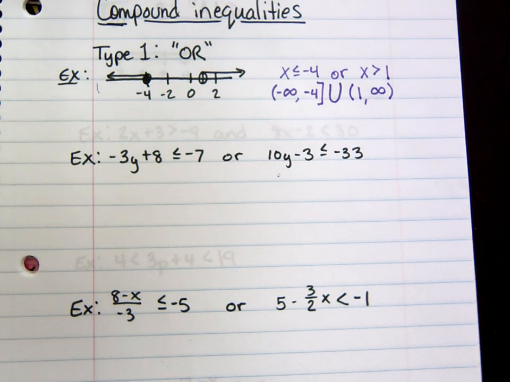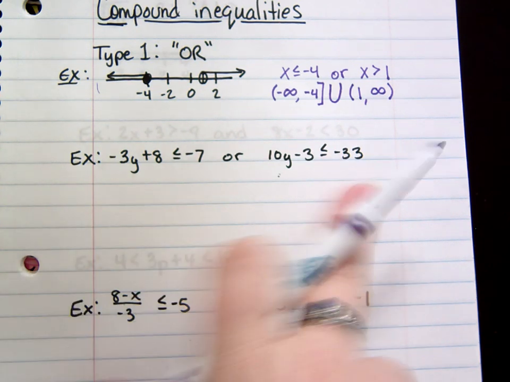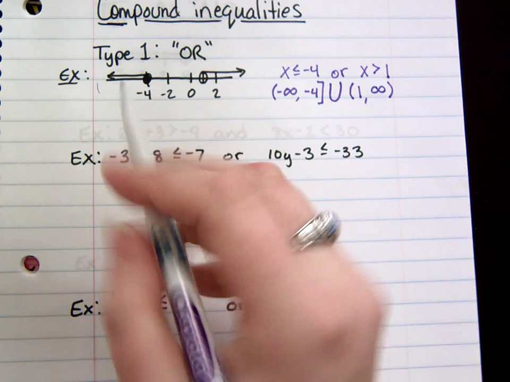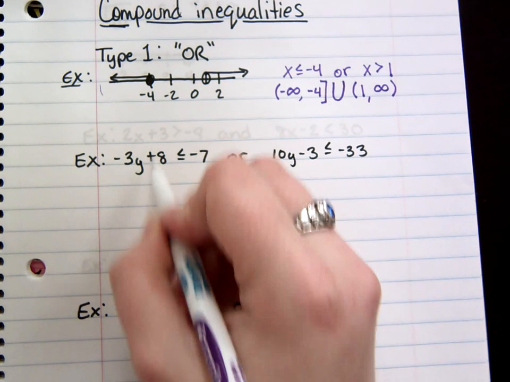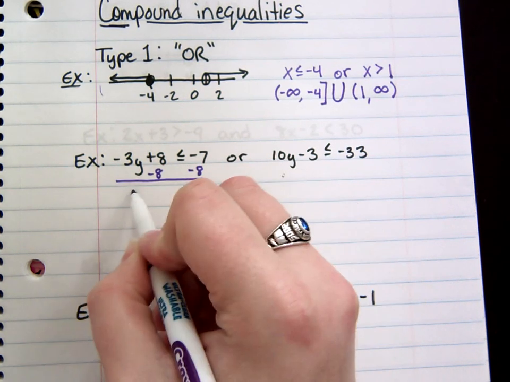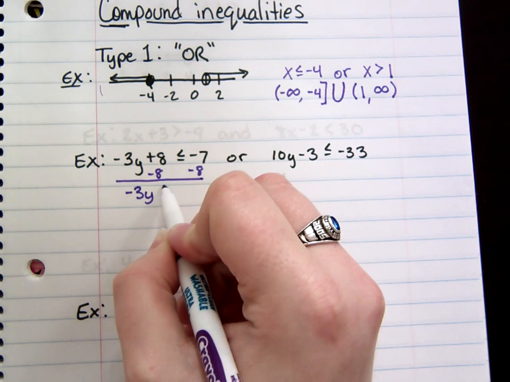Now the solving part, it's really not that much different from just a single inequality. It's just you've got two you have to solve. So for instance, in this one, I have to solve both of these inequalities. Starting here, I'm going to start this problem by subtracting 8, giving us negative 3y less than or equal to negative 15.